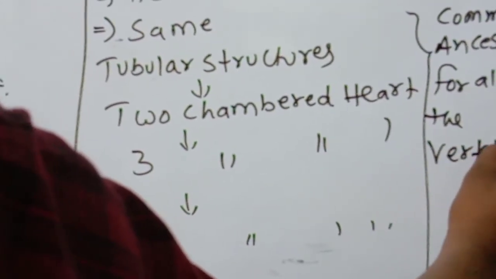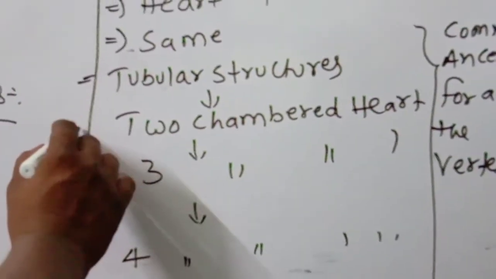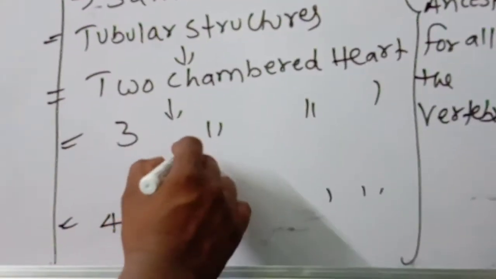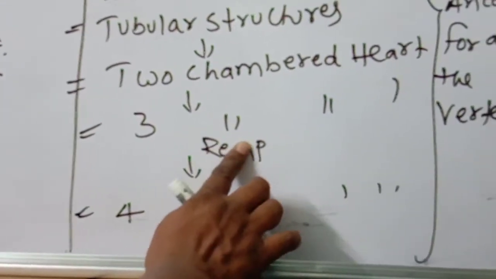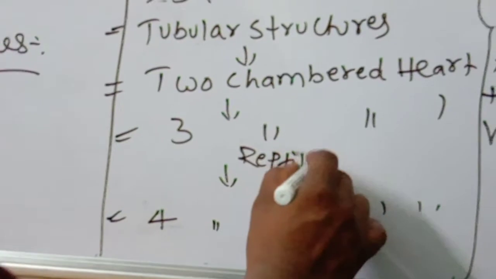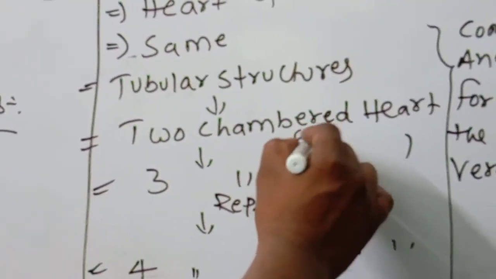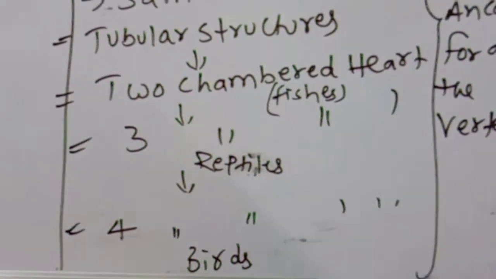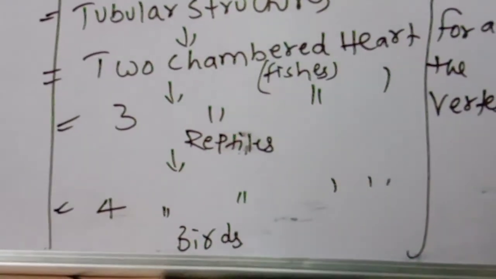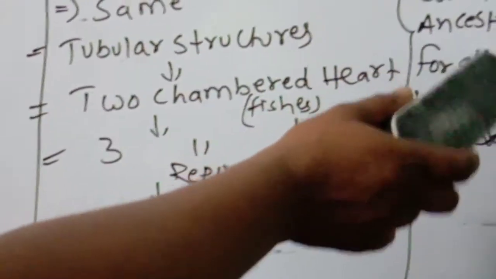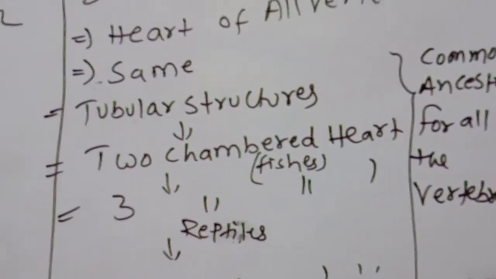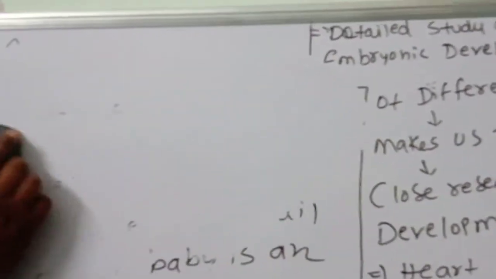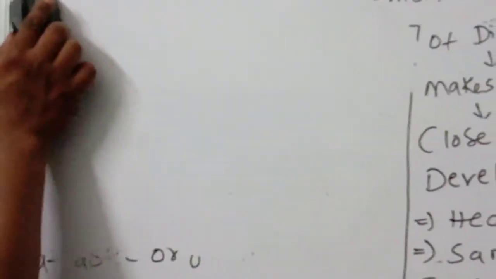So how can you say common ancestors? Because tubular to two-chambered to three-chambered, like that. Where can we see three-chambered? In reptiles. Where can we see two chambers? In fishes. Here reptiles, here fishes, and you know very well here birds, mammals. Two-chambered to three-chambered, three-chambered to four-chambered. So evolved means what is it indicating? We have a common ancestry for all the vertebrates. Detailed study of embryonic development shows the close resemblance during development.